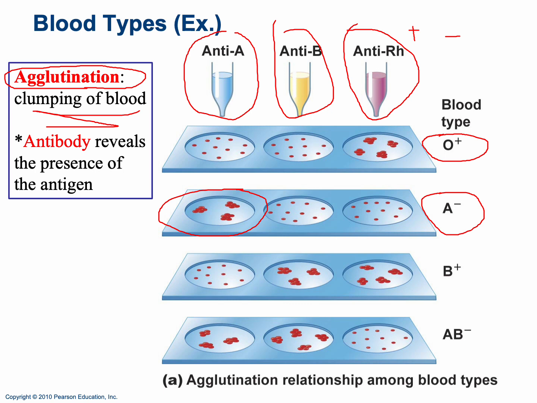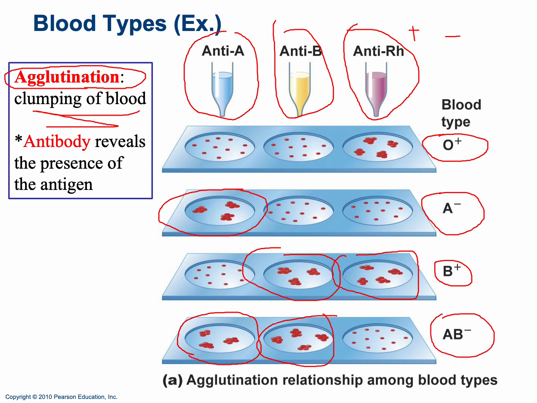And finally, down here, we can see that there's no clumping of blood here with the anti-A serum, but with anti-B and with the anti-RH serum, the blood type here is B positive. And finally, our example on the bottom, we can see with the anti-A serum, clumping of blood down here, clumping of blood with the anti-B serum, no clumping of blood down here with the anti-RH, so we know this blood type is AB negative.